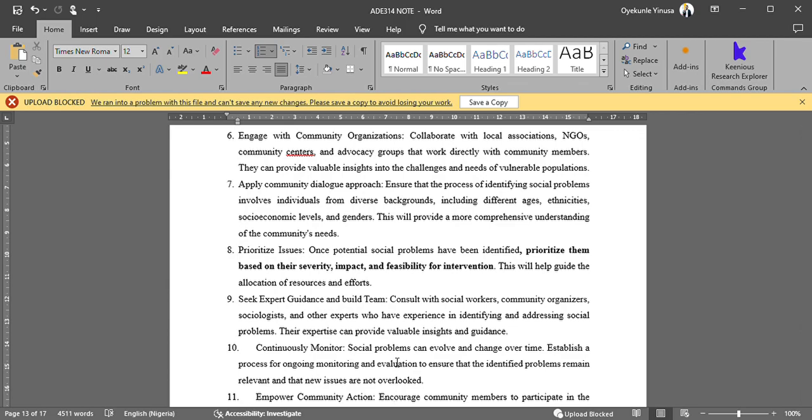You also need to seek expert guidance and build a formidable team. Only you cannot do it. You need people, you need other people's brains, you need other people's resources to be able to do this.